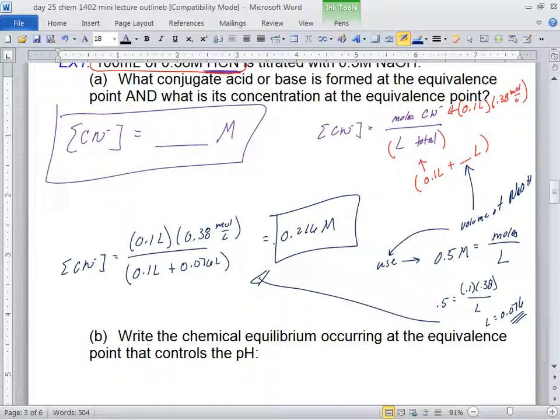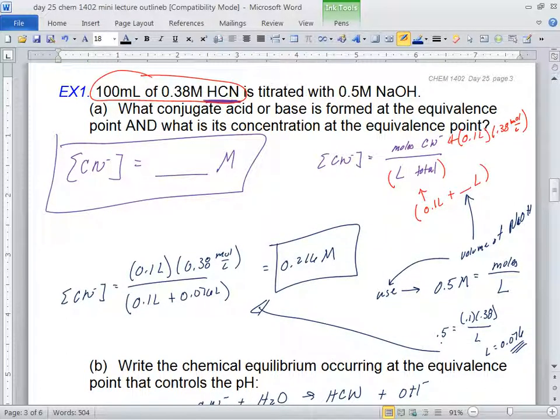All right. What conjugate is present at the equivalence point? What's the acid or base that's present? It's CN minus, right? Because there's no NaOH, it's all reacted. There's no HCN, that's all gone. All that's there is CN minus. So that means you have to write a Kb reaction. CN minus plus water gives HCN plus hydroxide.